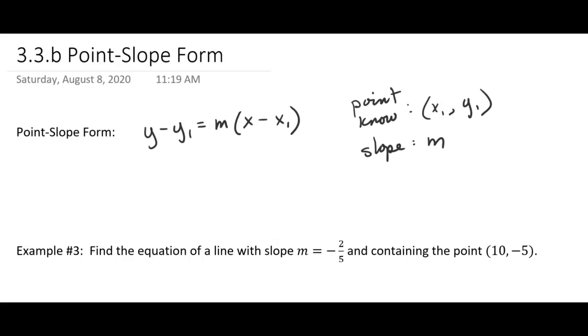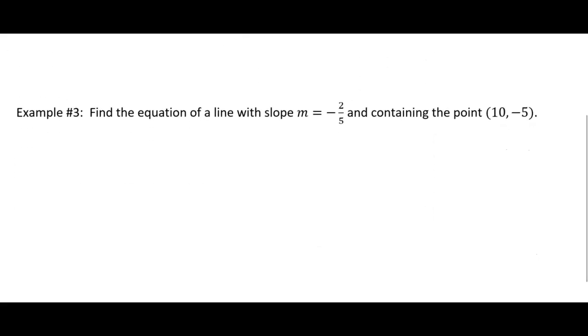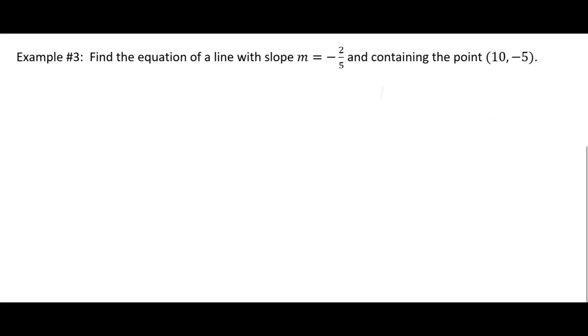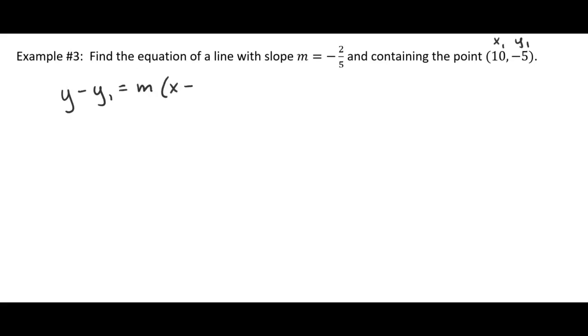Okay, so I'll give you an example of how this works. Find the equation of a line with slope -2/5 and containing the point (10, -5). So here's the point that we know, and I'm going to label it x sub 1 and y sub 1. Let me find that form that we just learned. Well, you might not have learned it yet, but if you keep writing it down, that'll help. Okay, so it's another thing to add to your note card.